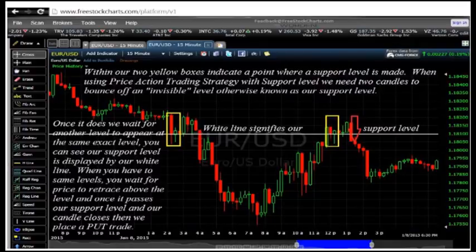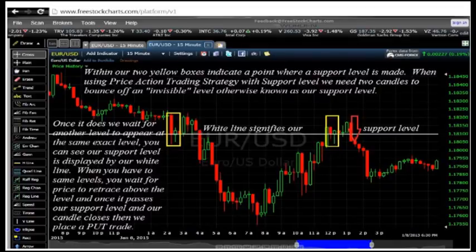Our two yellow boxes indicate a point where a support level is made. When using the price action trading strategy with support levels, we need two candles to bounce off an invisible level, otherwise known as our support level. So as you can see within our two yellow boxes, the opening and closing of our two candles, here you can see a bearish candle, and then you have a bullish candle right after, within the first yellow box. They open and close at the same level, and they bounce off of an imaginary level. This is known as our support level. This is signified as our white line. I just added it so you guys can see it easier.